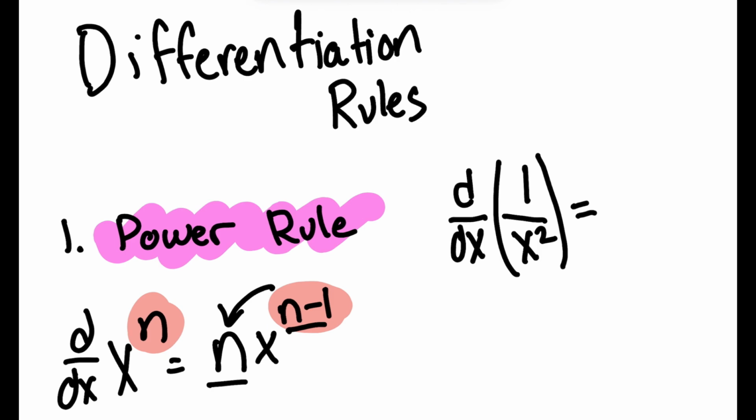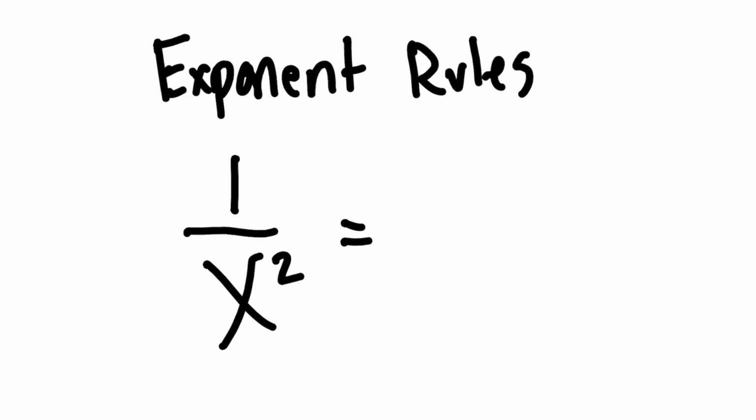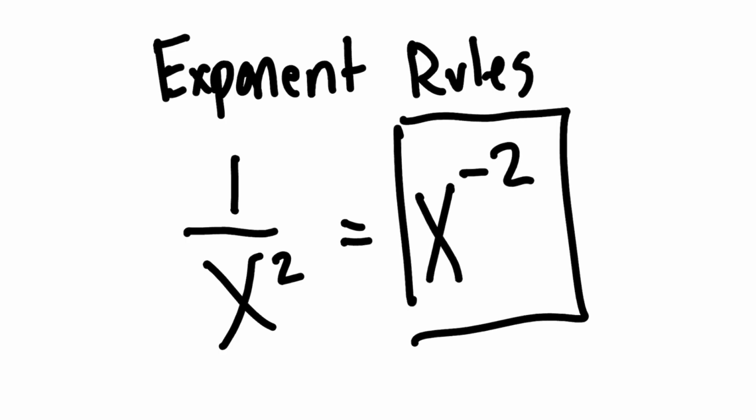Now, how would you solve this one? 1 over x squared. We can still use the power rule, but let's change this into an equivalent but different form. Okay, so we're going to need to use our exponent rules to solve this. We know that if we have a power on the bottom, we can bring it back to the top and make it negative. This is going to be a lot easier to use for the power rule.